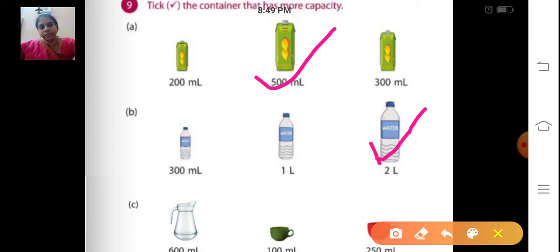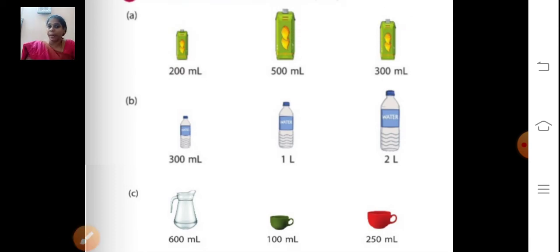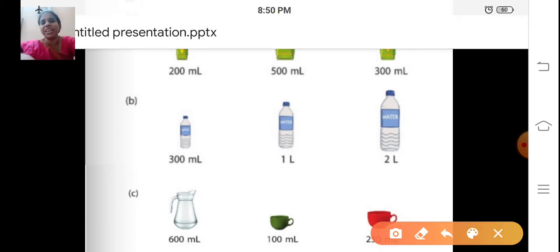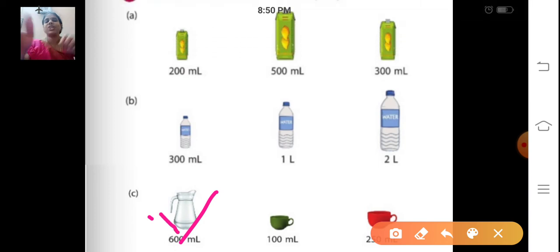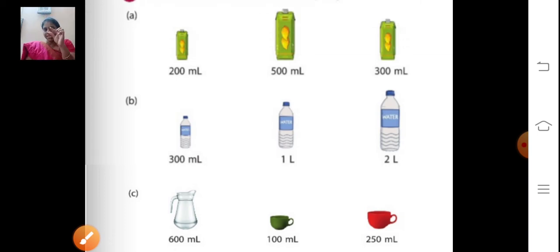And third one, yes, 600 ml, 100 ml, 250 ml. All are in ml. Just think and tell me which one can hold more capacity. Yes, 600 ml, right? So this jar can hold more. It's easy, right? So ml is used for measuring smaller capacities, and liter for larger ones, like water tanks and water bottles.